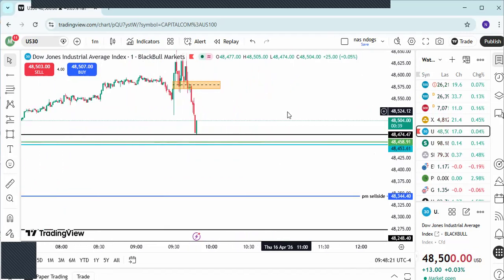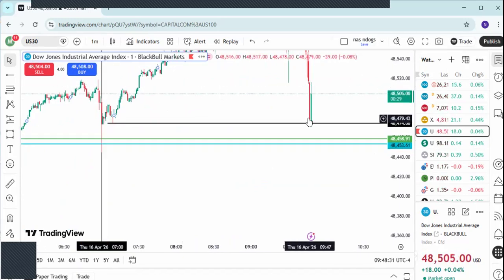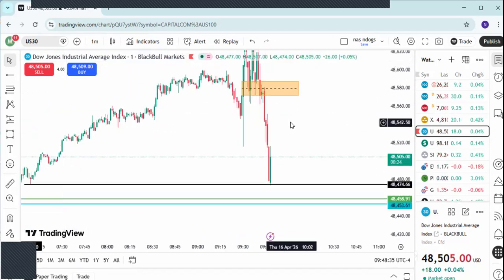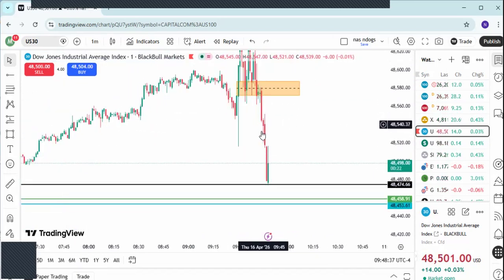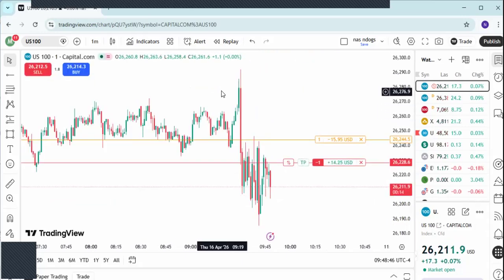Look at that. We just kissed that, right? Just there. But this is left. It's not really taken. It's like a tag. That's a tag. So I should see difficulty getting through here. Let me go back to the Nasdaq.